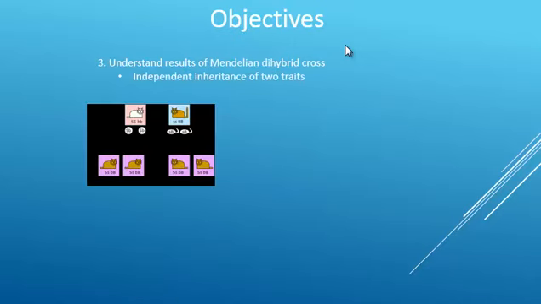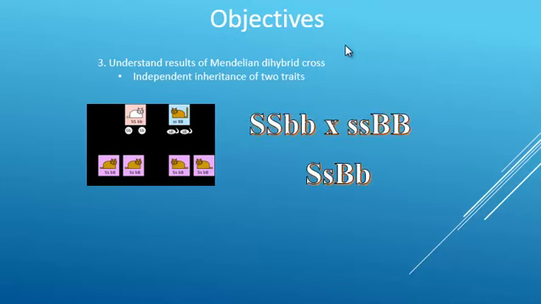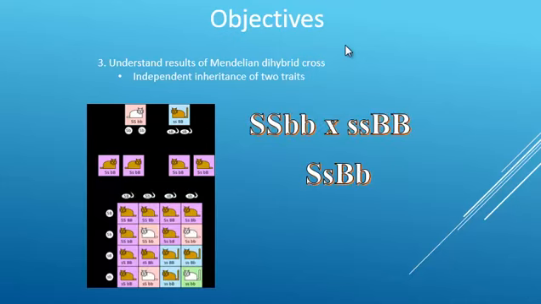Third, we are going to expand on that to be able to understand the results of Mendelian dihybrid crosses, that is, when we have the independent inheritance of two different traits at the same time. So it's going to be a little more complicated, but we're going to be able to work through these types of crosses as well this week.